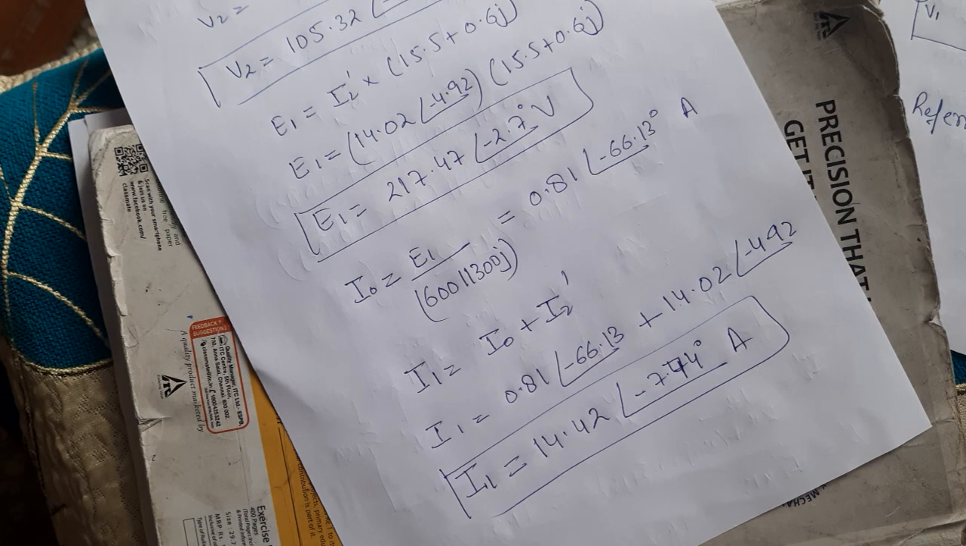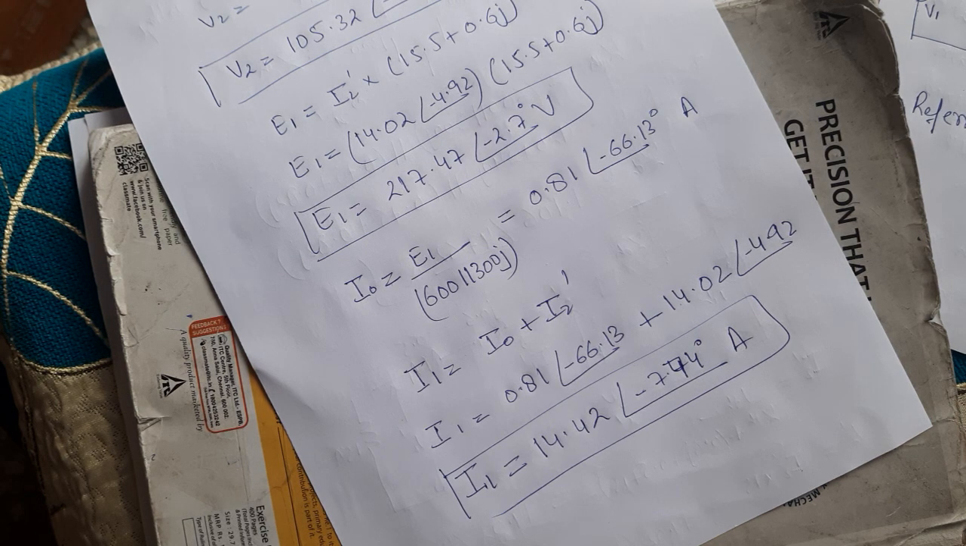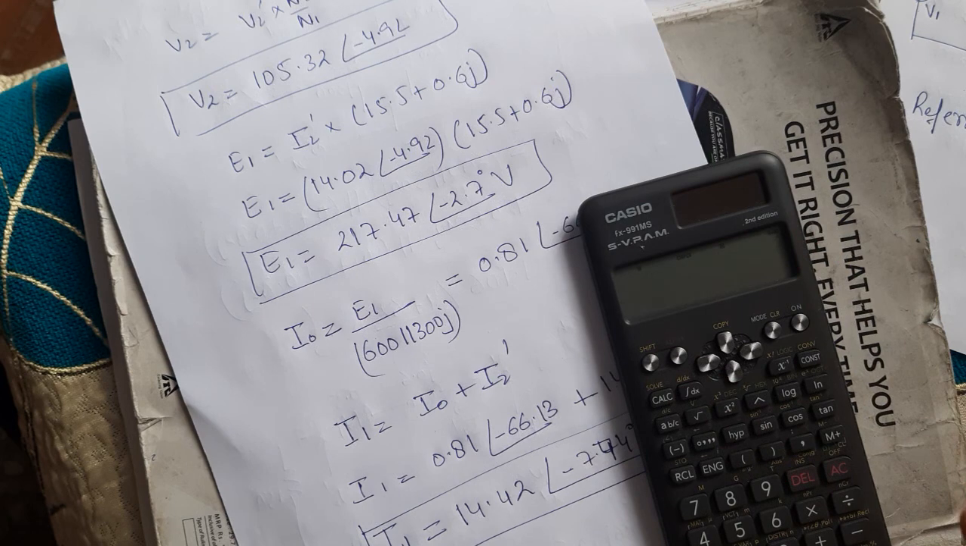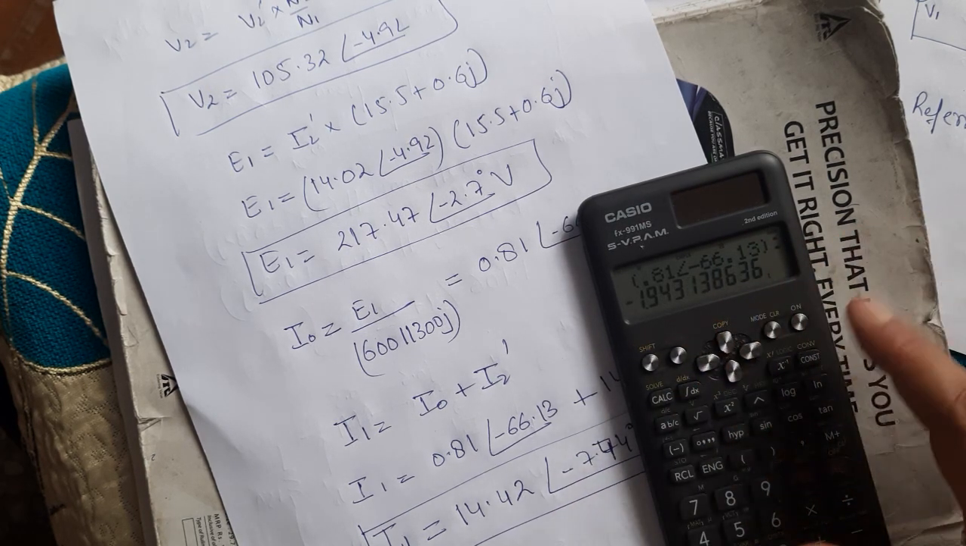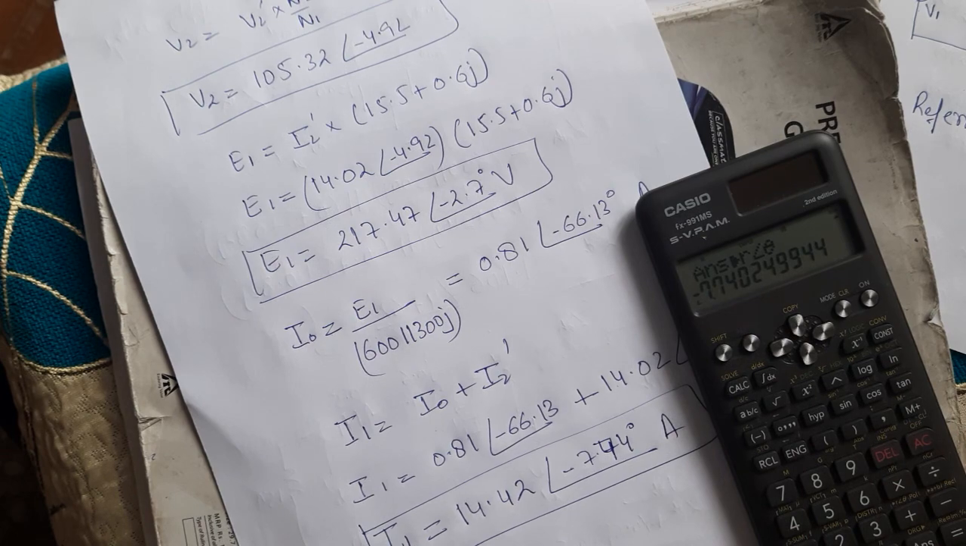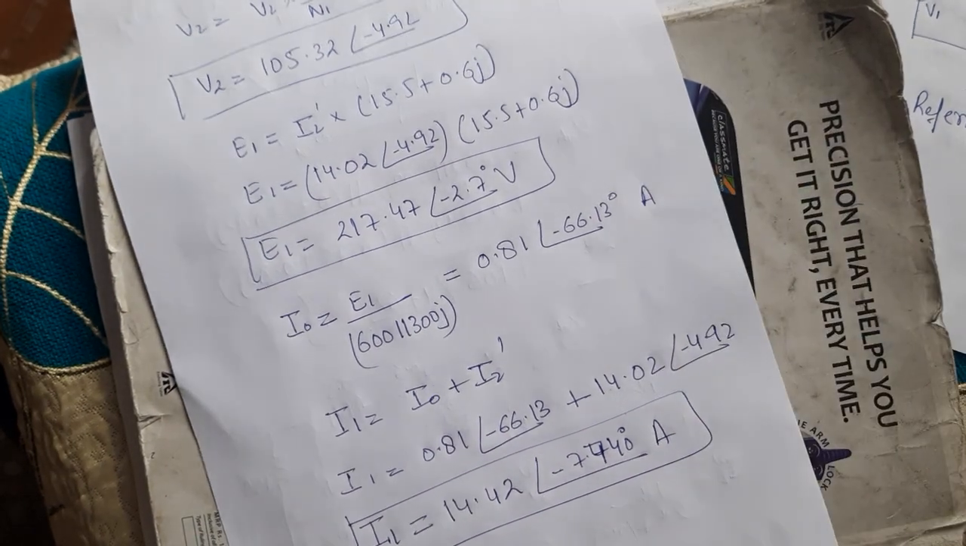Is it right or wrong? Adding 0.81 angle minus 66.13 and 14.02 angle minus 4.92, the real component is coming out to be 14.29 and the imaginary component is minus 1.19. Now I will convert it into polar form. It is coming out 14.42 and the angle is minus 7.74 degree amperes.